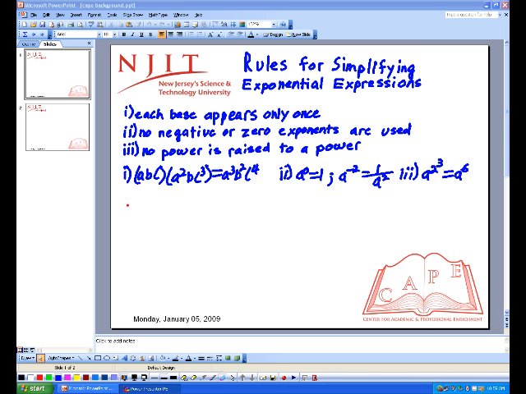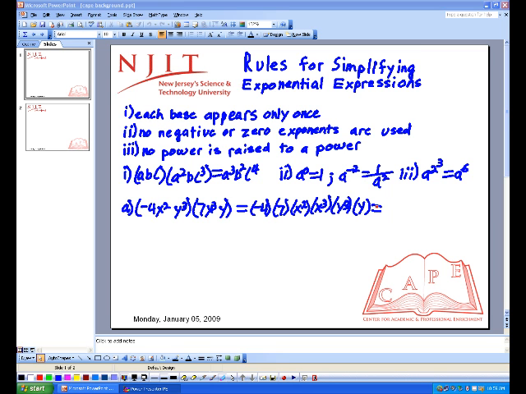So for example, if we have negative 4 x squared y cubed times 7 x cubed y, it's going to equal negative 4 times 7 times x squared times x cubed times y cubed times y.